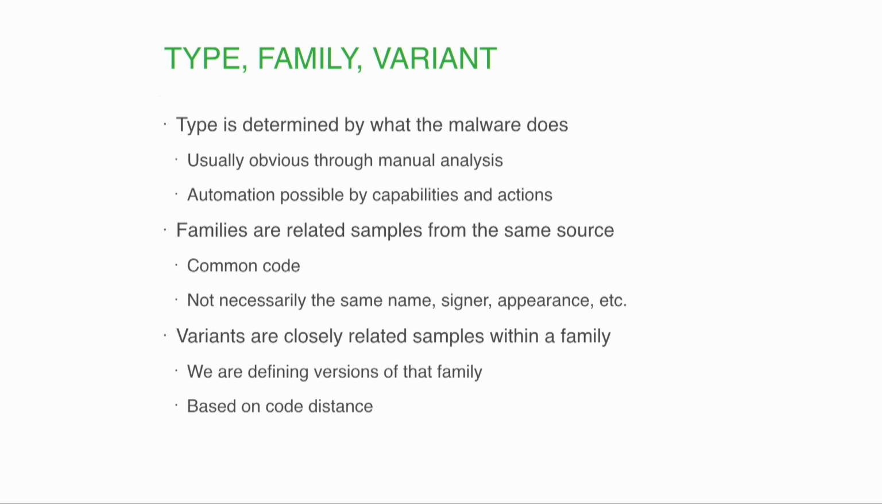So we need to look at all of the capabilities and the actions in order to figure out what the type is, and then we use a machine learning system to give us hints and do automatic classification. I'm not going to be talking about that here because I only have 10 and a half minutes left and I have other things to talk about.